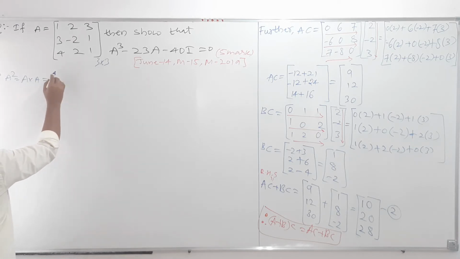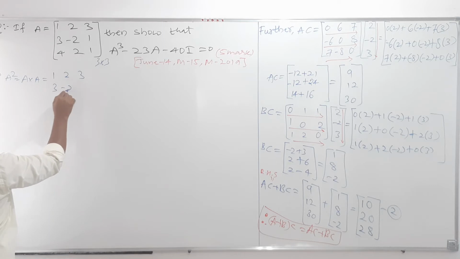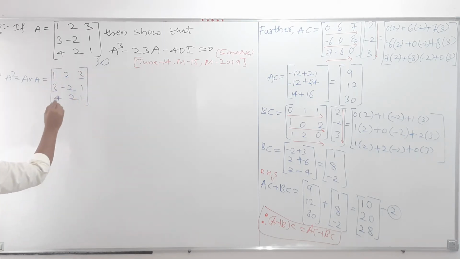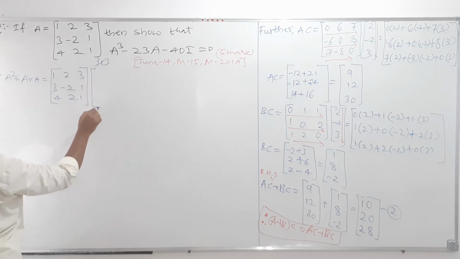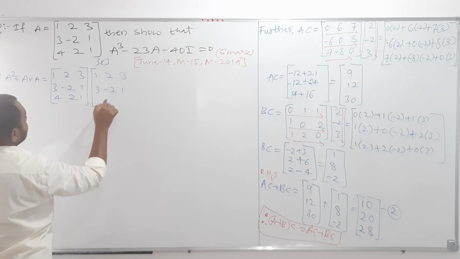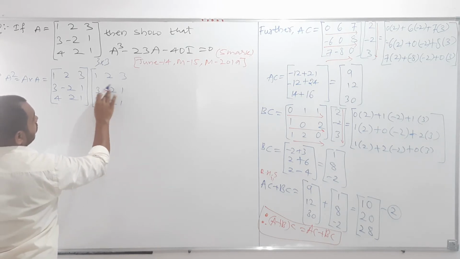So A into A. What is matrix A? 1, 2, 3; 3, minus 2, 1; 4, 2, 1. My dear friends, this is the matrix A, and again I am multiplying with the same matrix, 1, 2, 3; 3, minus 2, 1; 4, 2, 1.